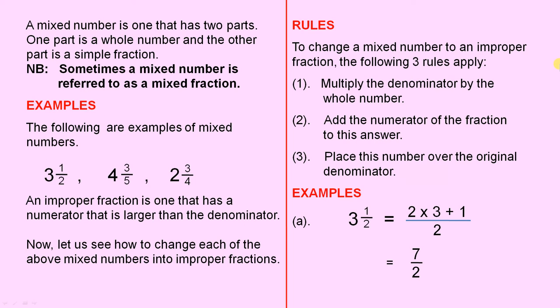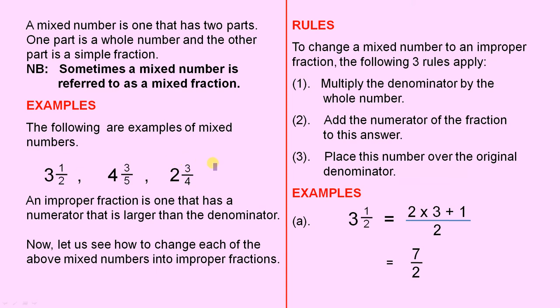Examples. The following are examples of mixed numbers. So we have 3 1/2, where that's the whole number, and there's the simple fraction. 4 3/5, whole number, simple fraction, and 2 3/4, the whole number and the simple fraction. So the idea here is to change each of those three to an improper fraction.